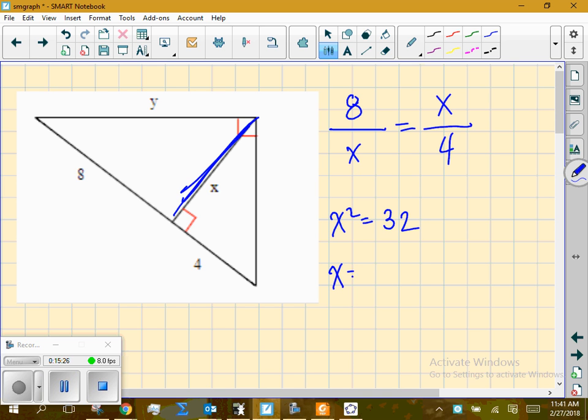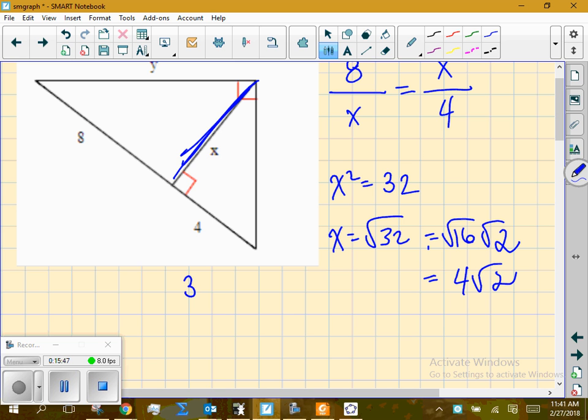Take the square root, you get root 32, right? Yeah. What perfect square will divide 32? 16, right? So we can rewrite this as 16 times 2, radical 16 times radical 2, right? So what's radical 16 the same as? 4. Yeah.